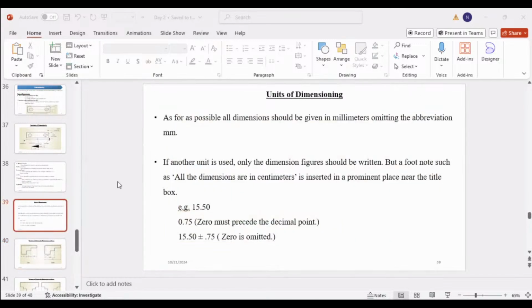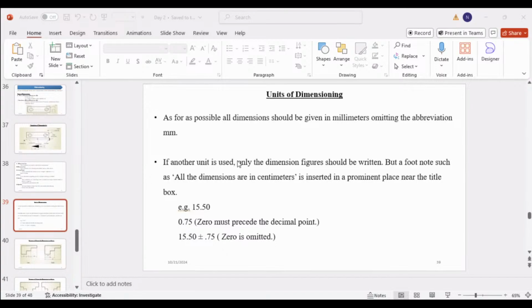Okay. So if another unit is used, let's say we have a huge object and we have measurements in the meter range, then what you have to do is you can draw the object in the meter scale. Okay. ඒ කියන්නේ ඔයාලට meter scale එකේ දුර ලියන්න පුළුවන්, but you have to mention that unit. Okay.